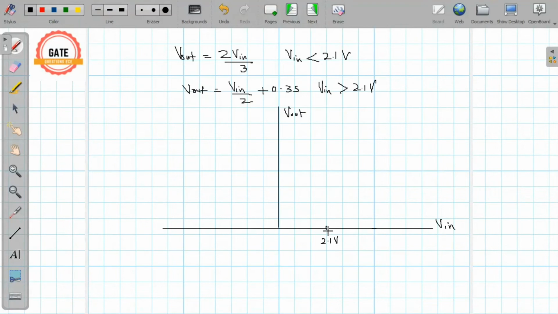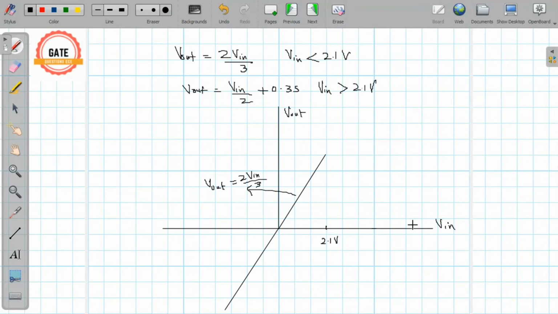For V input which is less than 2.1 volt, we can see its slope is 2 by 3 and it is passing through the origin. So this is the V output versus V input characteristics for V in less than 2.1 volt, and this equation is V output is equal to 2 V in by 3.